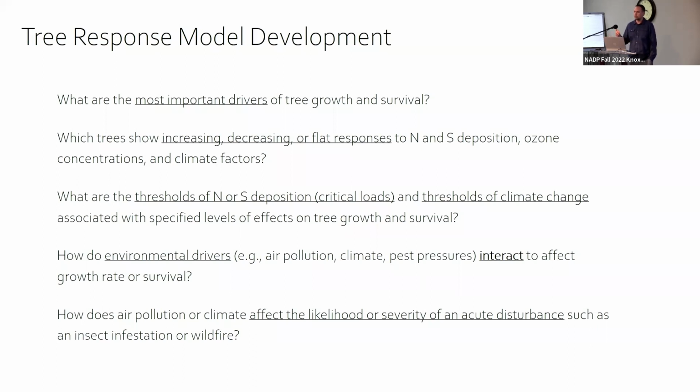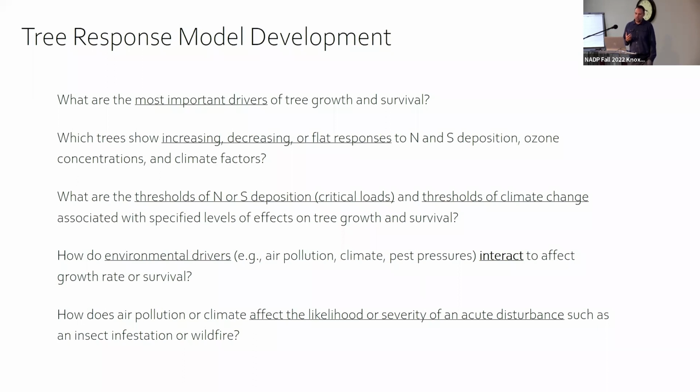Is there a threshold of a change in climate that is associated with a particular level of effect? And really, to try to dig into these data a little bit more, how are these drivers interacting with each other? How do they interact to affect the growth rate and survival?